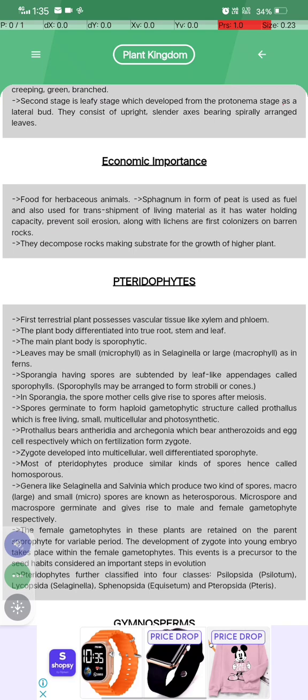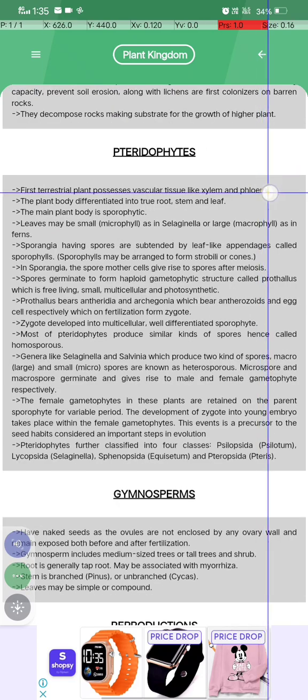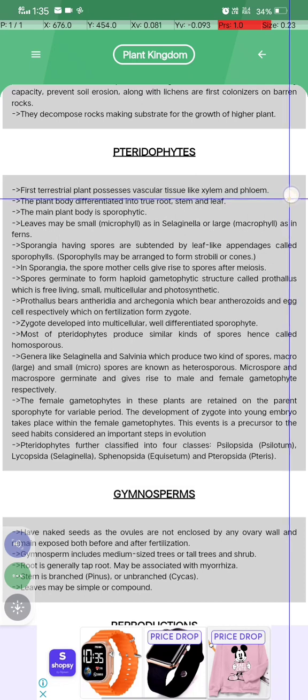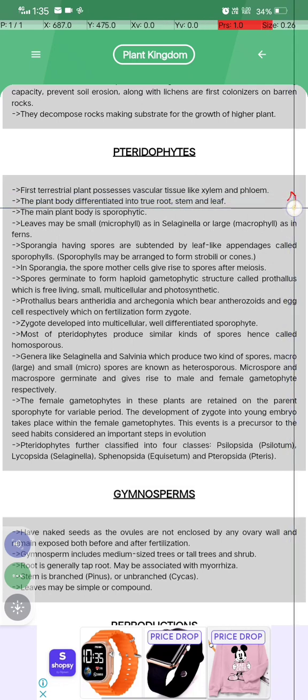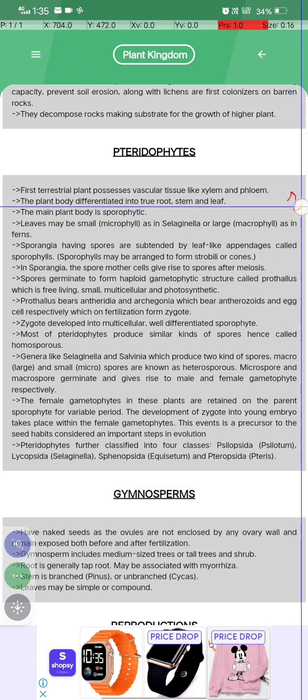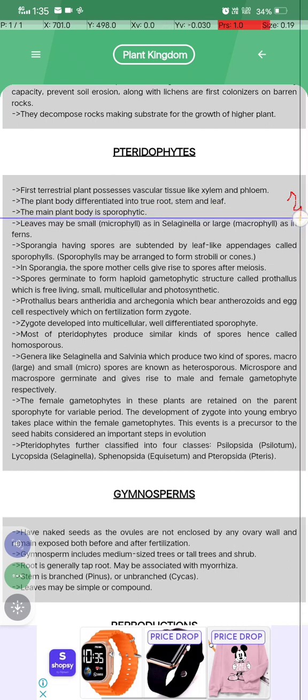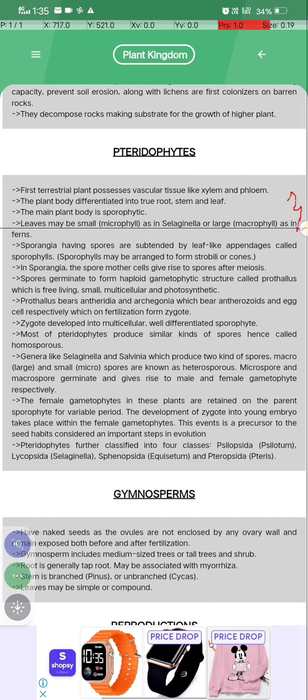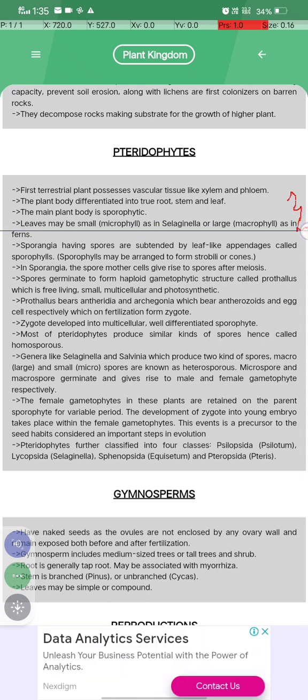What is a pteridophyte? Now let's learn about pteridophytes. They are the first terrestrial plants to possess vascular tissue like xylem and phloem, and the plant body is differentiated into true roots, stem and leaves. The main plant body is sporophytic. The leaves may be small (microphylls) as in Selaginella, or large (macrophylls) as in ferns, and the sporangia bearing spores are subtended by leaf-like appendages called sporophylls.